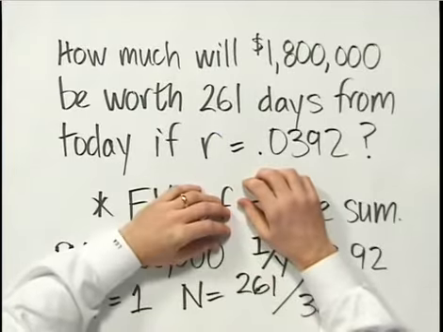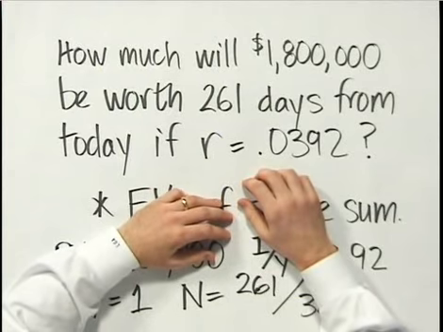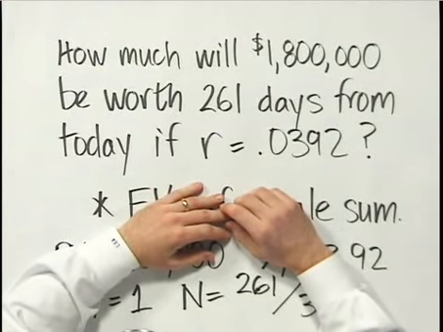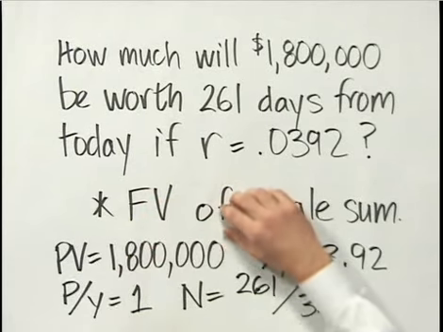I've got a problem written out. How much will $1,800,000 be worth 261 days from today if R is 0.0392 or 3.92%? Well, if we look at this problem immediately, you can recognize that this is thinking about a future value of a single sum of money.